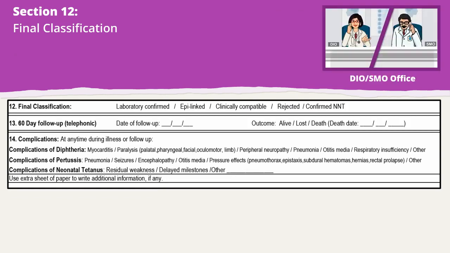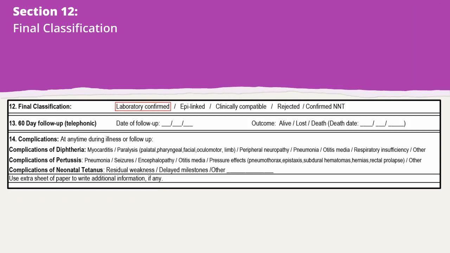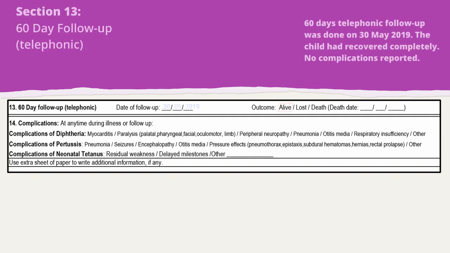In Section 12, DIO or SMO need to update the CIF with the final classification as laboratory confirmed, epidemiologically linked or clinically compatible. Rejected means not fulfilling the case definition of the disease, and no EPID number should be allotted to rejected cases. In NNT cases, encircle confirmed NNT if the case fulfills the case definition.